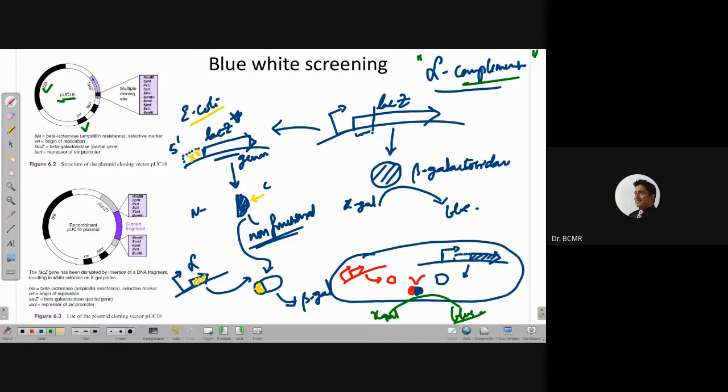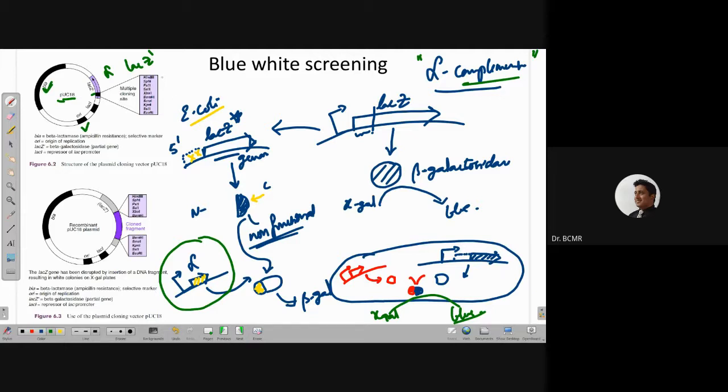And then we have lacZ prime, that is the alpha component, like I was trying to put this one. There is a selectable marker, right? One is already beta-lactamase, and then we are also having the alpha component of lacZ prime. When you say lacZ, it means the full gene. When you say lacZ prime like that, it means it is a truncated version or a mutated version.